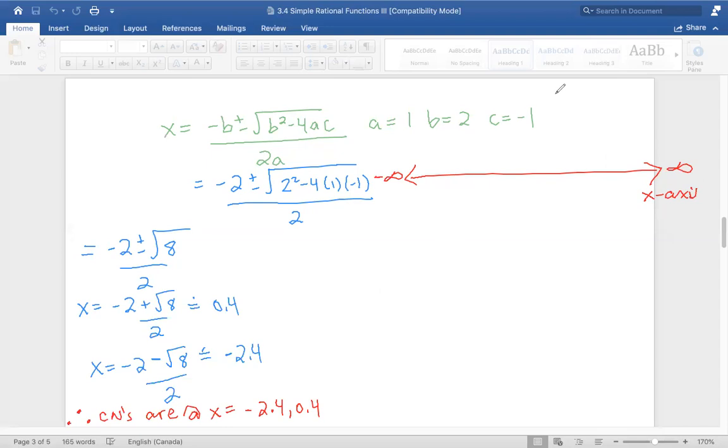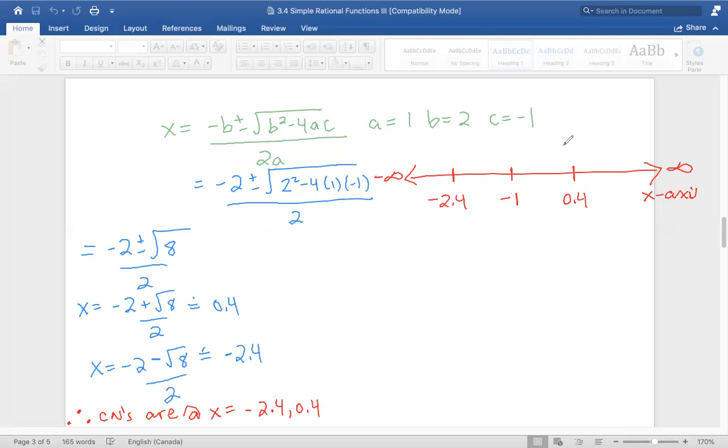Didn't I also have a vertical asymptote at -1? This is where you want to include all those restrictions, anything that you found. So I have -2.4 as the farthest to the left. Then I would have -1. Then I would have 0.4. And I should say what those are.